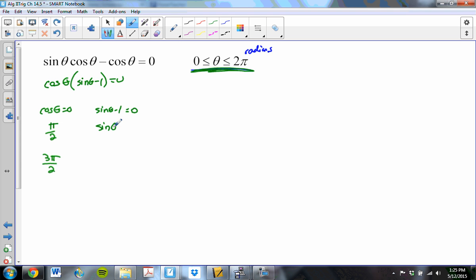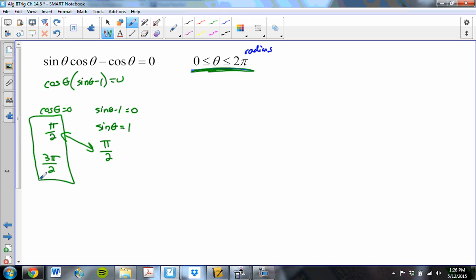Sine of theta equals 1 at 90 degrees, or also pi over 2 radians. In this case, these two things overlap, and that's fine. Your solutions are pi over 2 and 3 pi over 2 radians.